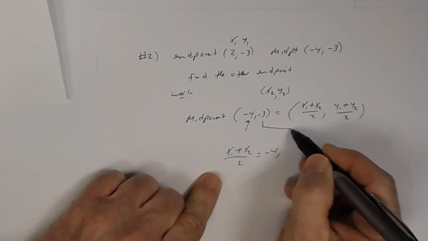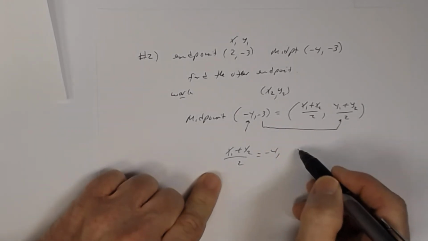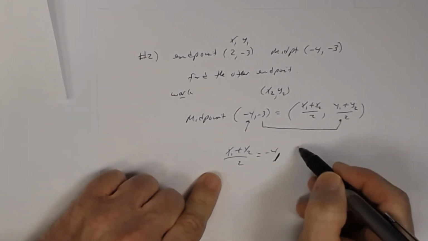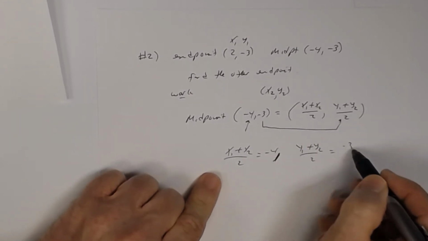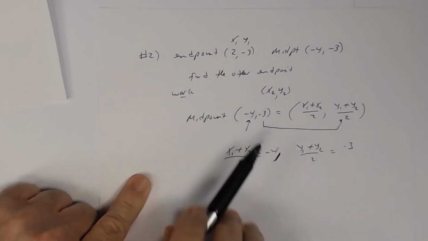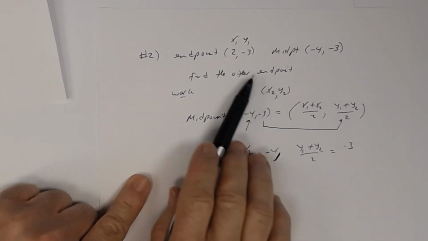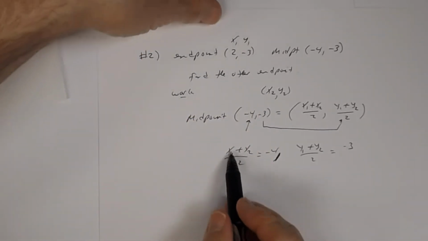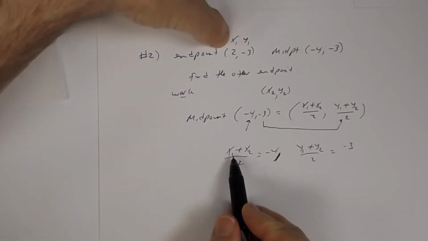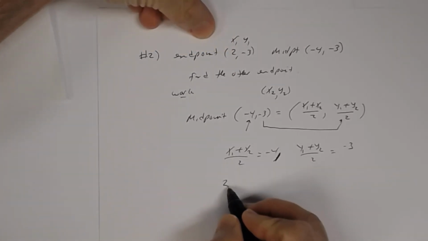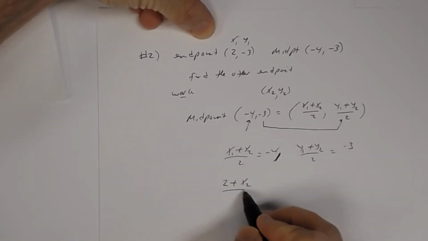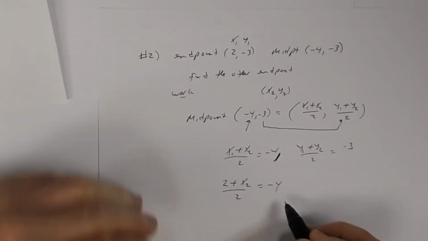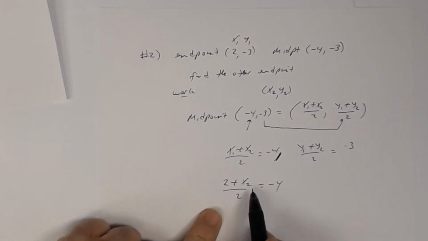Do the same thing with your y-coordinates. So that means that y1 plus y2 divided by 2 must equal negative 3. And then all you do is just plug and chug. So I'm trying to find x2, y2. I know x1, y1. So let's substitute. x1 is 2. So I get 2 plus x2, which is what I'm trying to find, divided by 2 must equal negative 4.